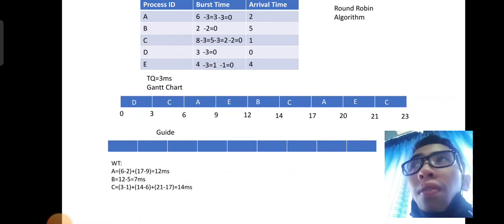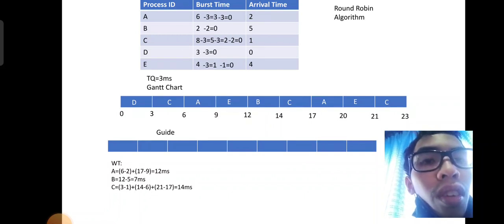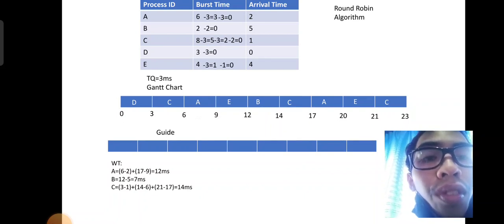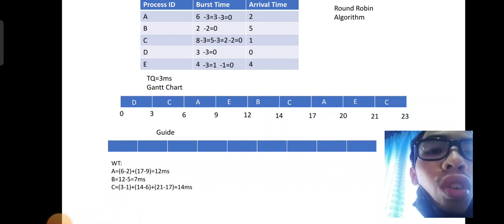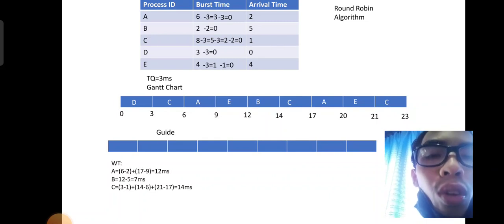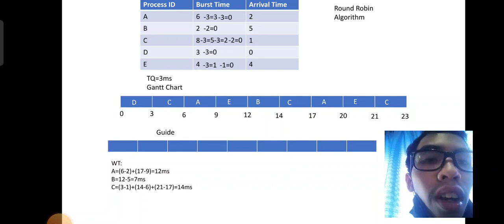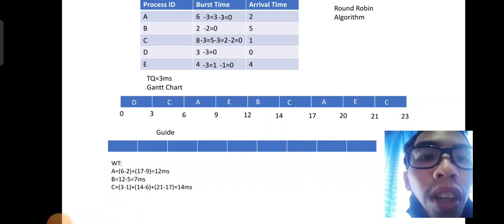So that is equal to 4. Then after that, we will add it. So 2 plus 8 plus 4 is equal to 14 ms. Then after that, that is the waiting time of process C.